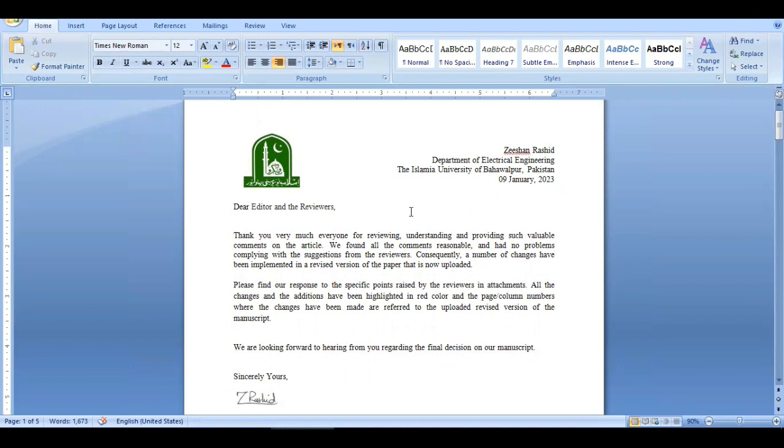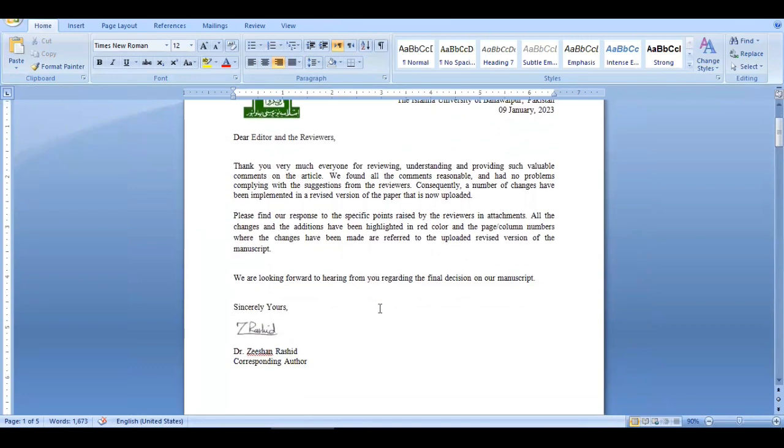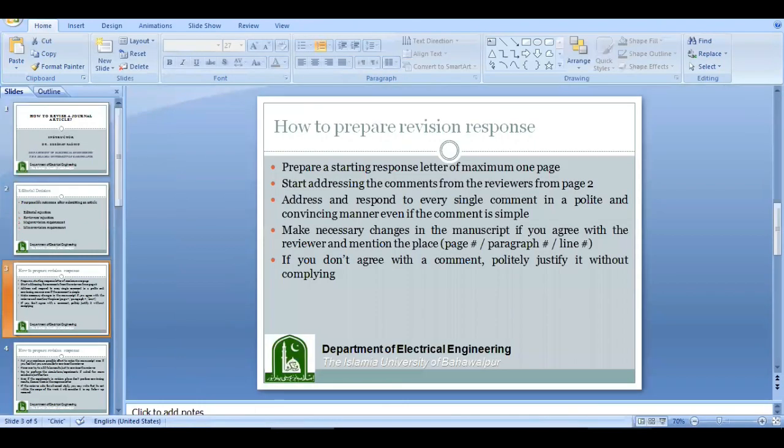This is a template which I have already made for addressing the revisions of my manuscripts. And here you will specify the date and you can write these lines as the first page material or as the first page content of the response letter. And from the second page, you will actually start addressing all the comments from the reviewers. So start addressing the comments from the reviewers from the second page.